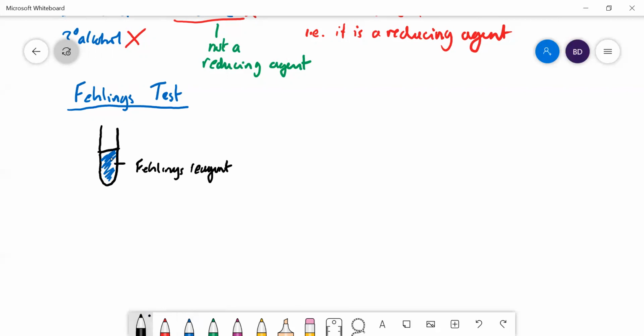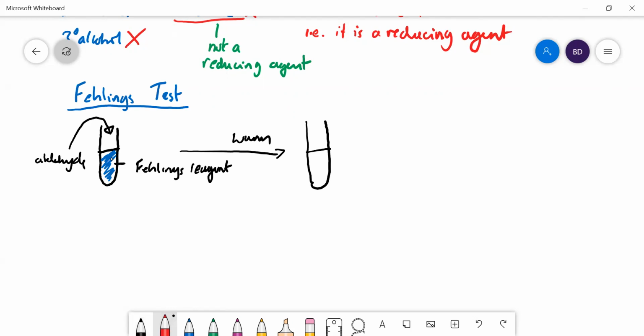Then you're going to put in a few drops of aldehyde, or what you think might be an aldehyde. You warm it up, and if you do have an aldehyde in there, what happens is it goes a bit cloudy, and you get a brick red precipitate forms. Now if you try this with a ketone, nothing happens at all. The Fehling's reagent stays the blue color. You don't get the brick red precipitate.